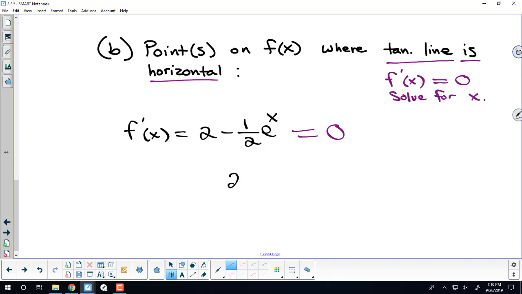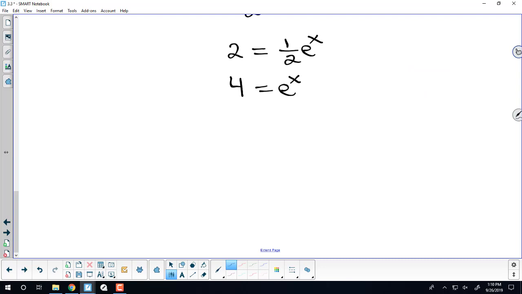So we would say that happens when 2 is equal to 1/2 e to the x, because there are a couple of ways to look at this. Or when 4 is equal to e to the x. So when does e to the x equal 4? The natural log of 4, not negative 4. That's the only x value we get out of that equation. So that is the only place that our original function has a horizontal tangent.